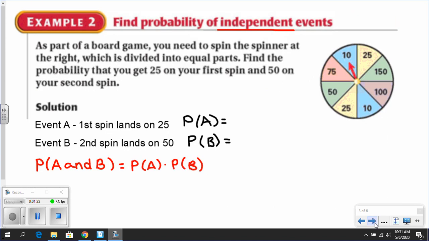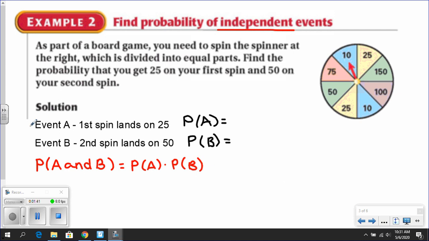So here's our first example. We're going to talk about independent events. As part of a board game, you need to spin the spinner at the right, which is divided into equal parts. Find the probability that you get a 25 on your first spin and a 50 on your second spin.